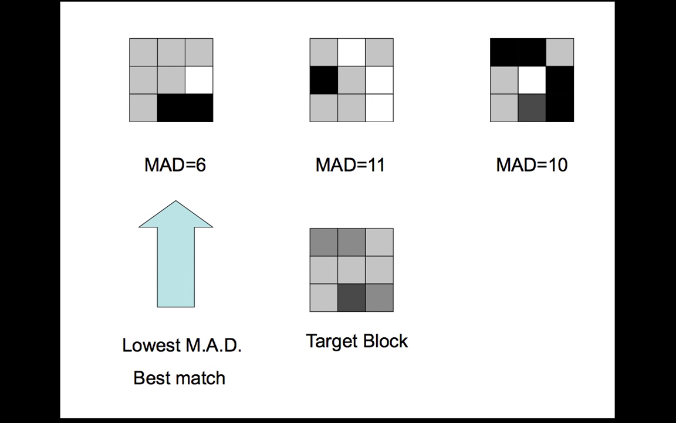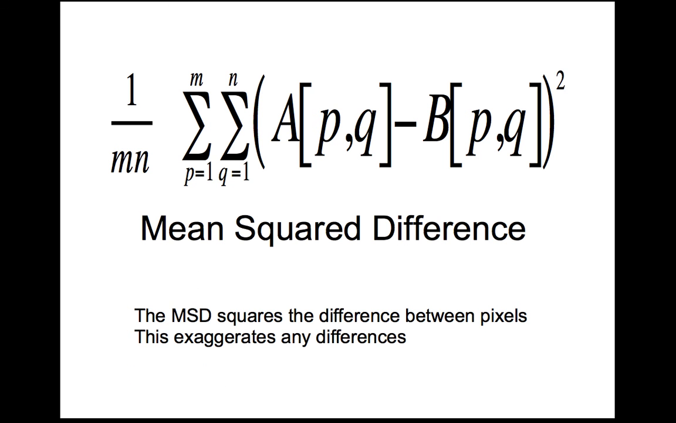So this one has the lowest mean absolute difference, so it's the best match. Now the mean squared difference is similar, but in this case we don't subtract one from the other and absolute it. We subtract one from the other and square it. So if the difference was -4, the value 16 gets included in there. And what that does is it penalizes big differences.